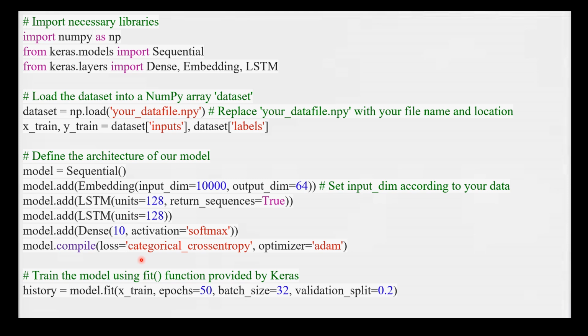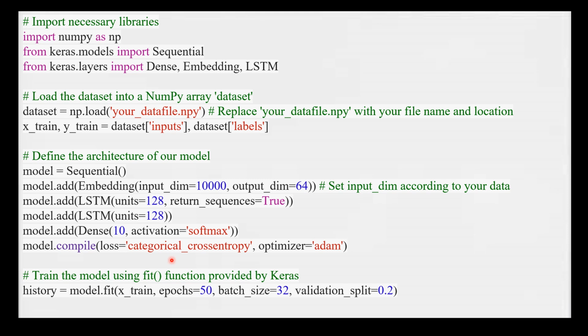Finally, we train the model using the fit function, which is provided by Keras, passing the input data, target values, number of epochs which is 50, batch size 32, and a portion of the training set reserved for validation, that is validation split is 0.2. After this training process completes, the history object contains various metrics calculated at the end of every epoch, including accuracy, loss, etc. These values can be accessed later through the history dictionary returned by fit.